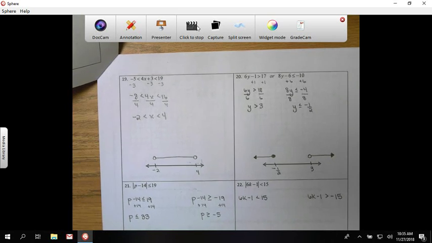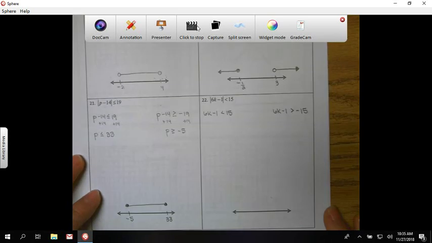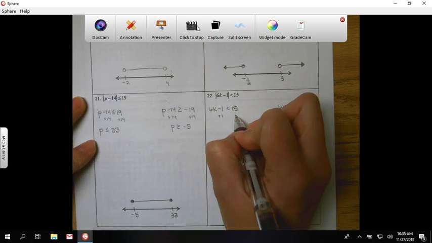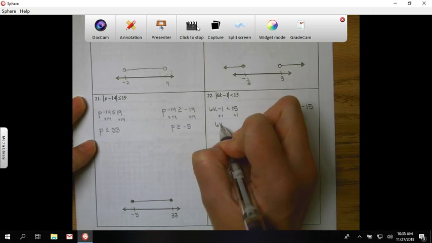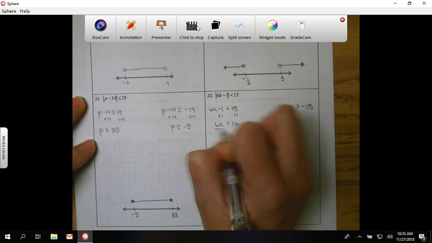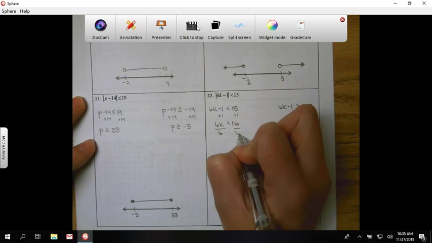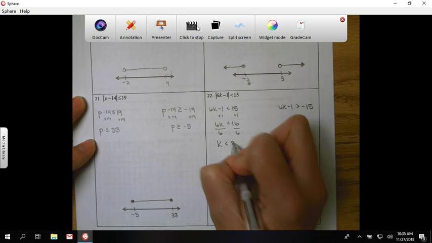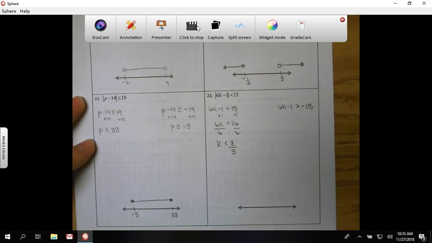Okay. On 22, we went ahead and started those equations. We set them up. Now all we need to do is solve them. So I'm going to add 1 to both sides. So I get 6k is less than 16, and then I'm going to divide by 6. So k is less than, I can divide both of these by 2, so I get 8/3.